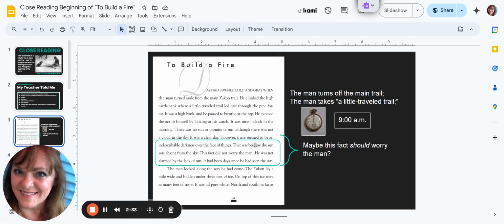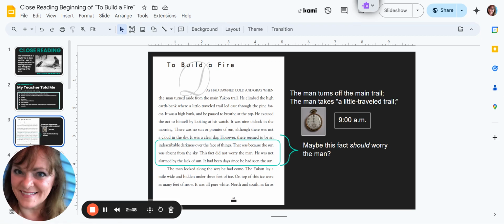All right. So this is the beginning of the story. And I'm just going to read here. And like I said, kind of say out loud what I think in my head as I'm reading. So I'm going to read and then I'm going to be stopping here and there to discuss things.